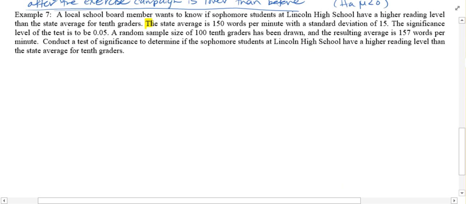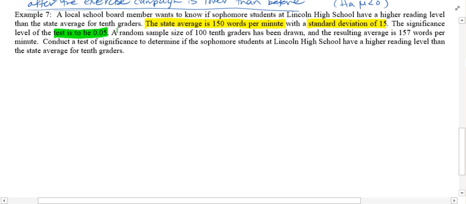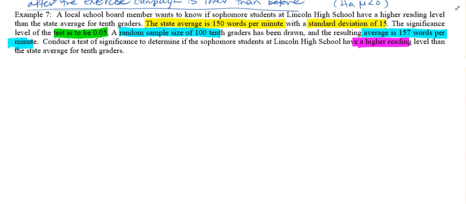Okay, so the state average, our population mean, is 150 words per minute, and a standard deviation of 15. So those are our population values. They tell us they want to test at alpha 0.05. That's information we know. Now for our sample, we've got a random sample of 100 10th graders. The resulting sample average is 157 words per minute. And we want to carry out a test of significance to determine if the sophomore students have a higher reading level than the state average. So that tells us our alternative hypothesis.